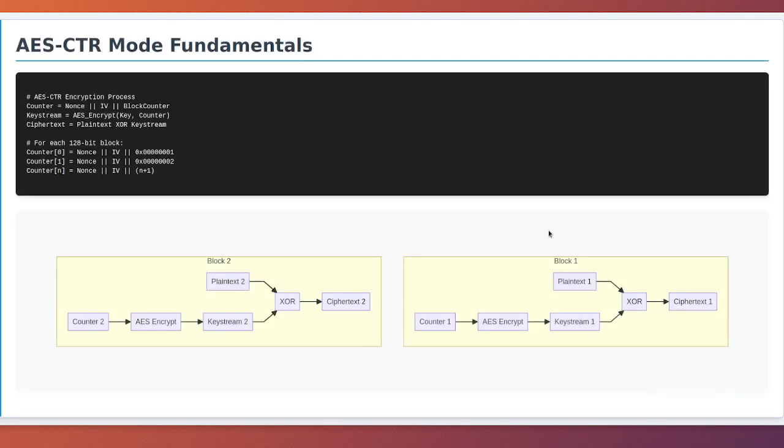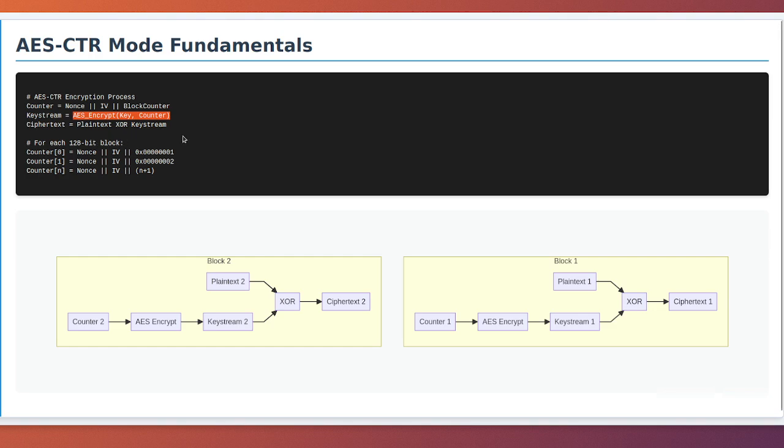AES-CTR mode fundamentals. Now let's explore the ingenious mechanics of AES-CTR mode and understand why it's become the gold standard for high-performance encryption in IPsec implementations. AES-CTR fundamentally changes how we think about block cipher operations by converting AES into a stream cipher, and this transformation brings tremendous advantages for network encryption.